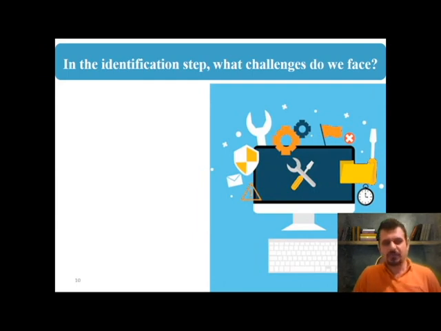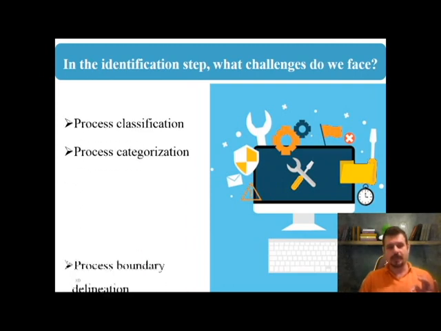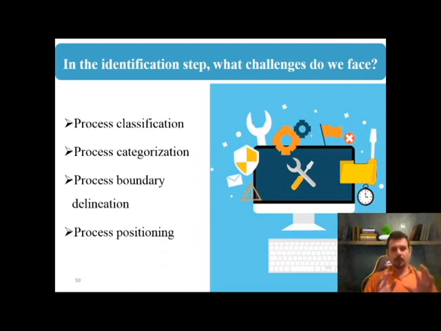Now, in the identification step, we face some challenges that we should know about. First is classification of processes. You should classify the processes. You should categorize the processes. You should distinguish the boundary of processes. You should distinguish the position of a process in the hierarchy. When we're talking about classification, we are talking about the hierarchy of processes, how we should create business area, process group, and processes.